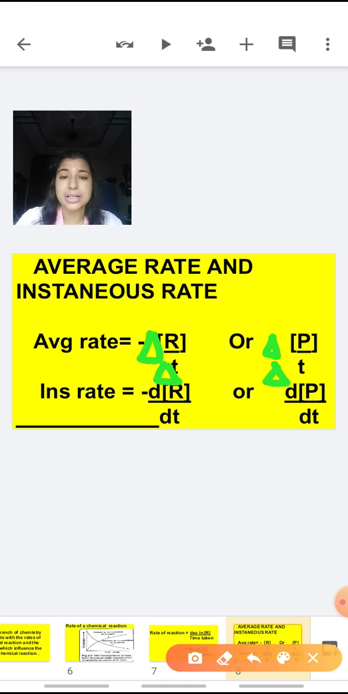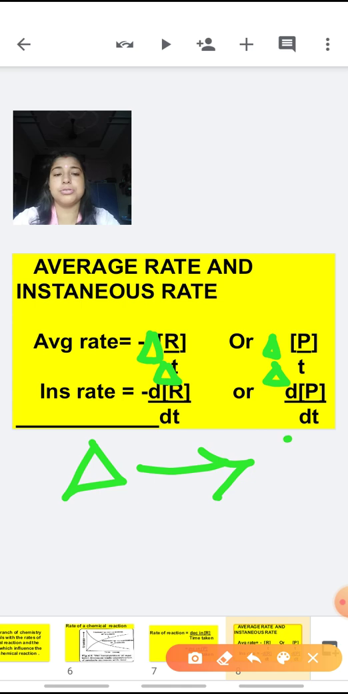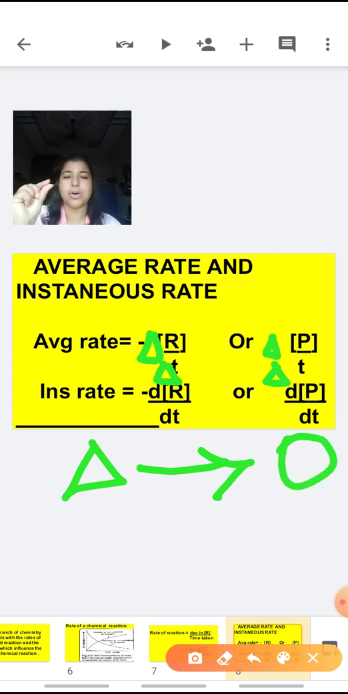Now the instantaneous rate we can get by minus dR upon dt. That means if delta approaches 0, that means the change we are taking is very small, then we get the instantaneous rate of reaction, or you can also write dP upon dt.